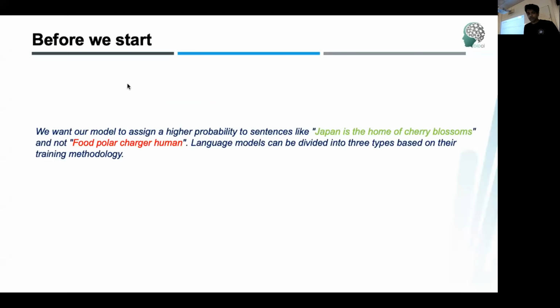For all our language models, we need them to be coherent. We need them to output sentences that make sense. For example, we want our model to output something like "Japan is the home of cherry blossoms," and not something like "food, polar charge," and not just make up random words and put them together.